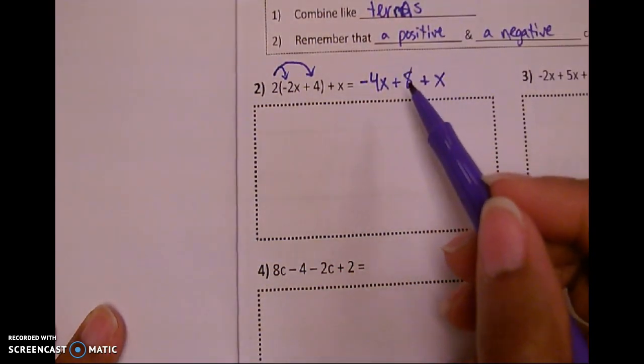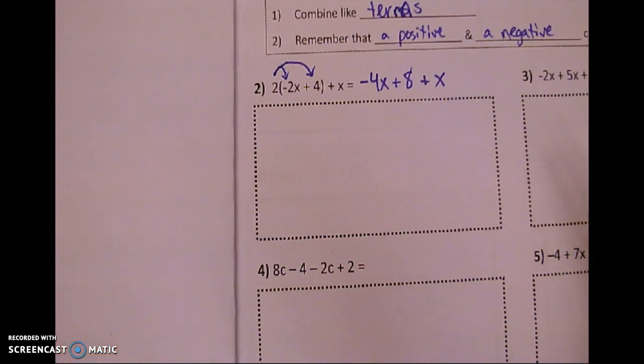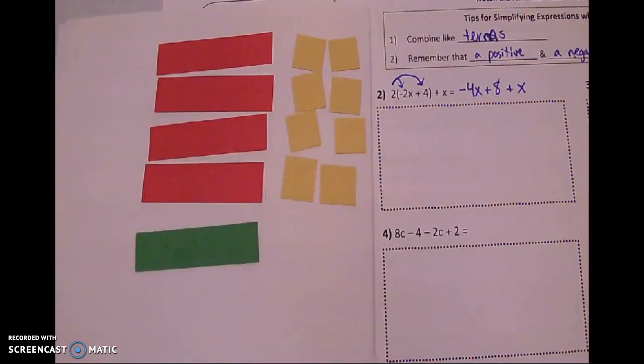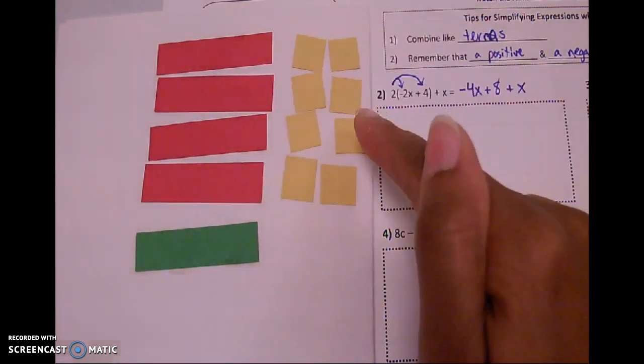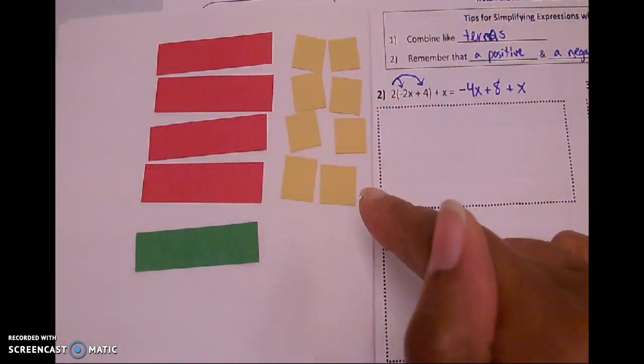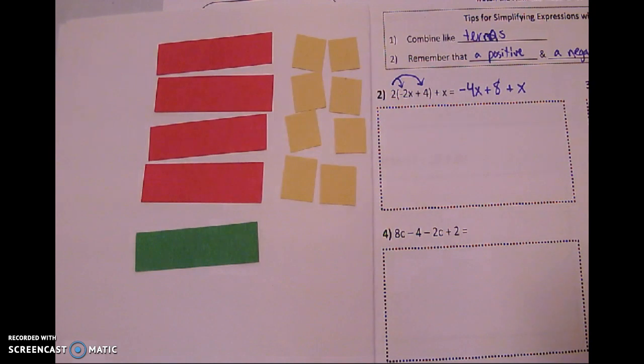Now that I've rewritten my problem, I can go ahead and set it up with my algebra tiles. So that means I need 4 negative x's, 8 positive number squares, and 1 positive x. So pull those out, and they should look like this. Now that you have taken out your manipulatives, let's check together. We should have 4 negative x's, that's going to represent negative 4x, plus 8 positive yellow squares plus a positive x.